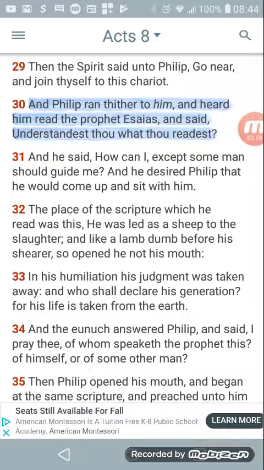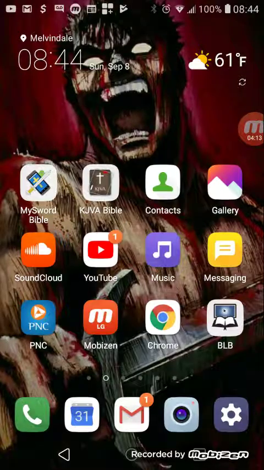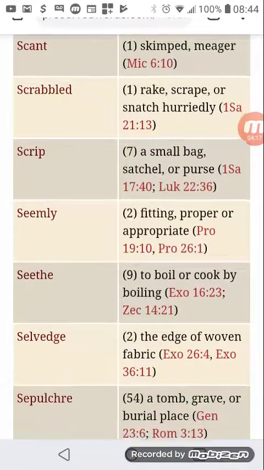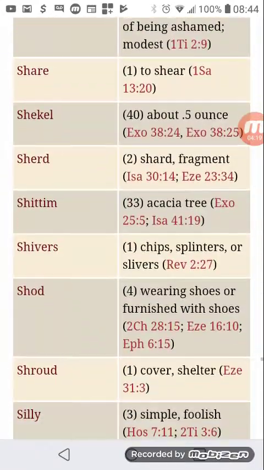Acts 8:30. And Philip ran thither to him, and heard him read the prophet Isaiah, and said, Understandest what thou readest? And he said, How can I, except some man should guide me? And he desired Philip that he would come up and sit with him. Understandest what thou readest? And how can you without a guide?